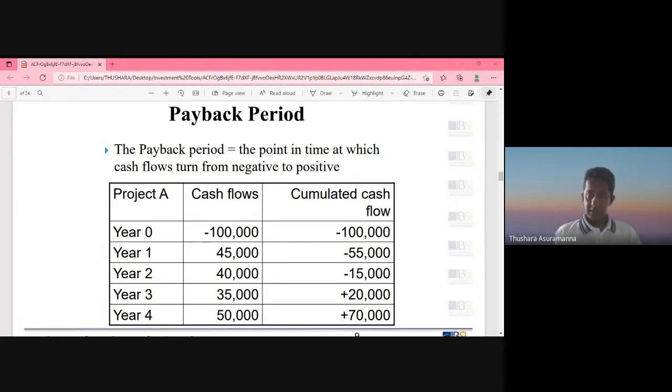Then what's the number, Padmendra or Chandi? 15 divided by 35 is something. 0.42. Right, 2.4, right? Then 0.4. So the payback for project A is 2.4 years. Is it fine, everybody? 2.4.